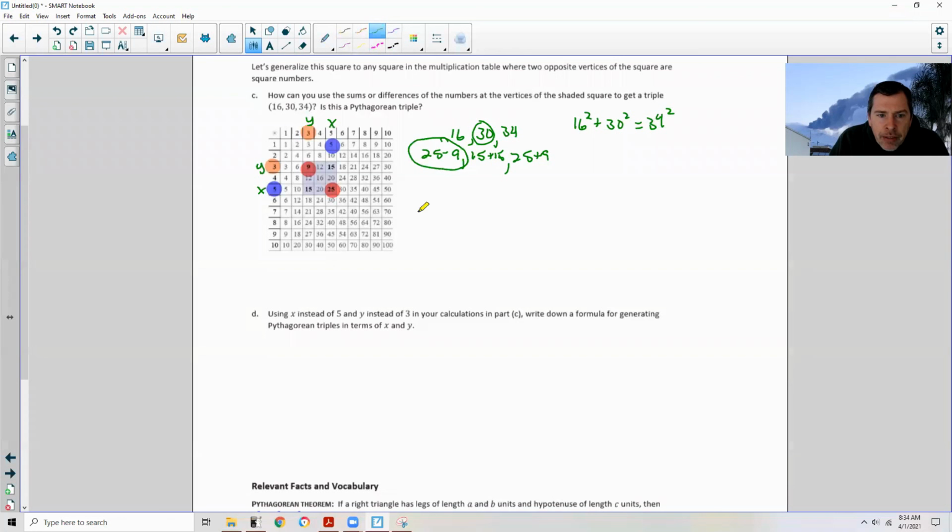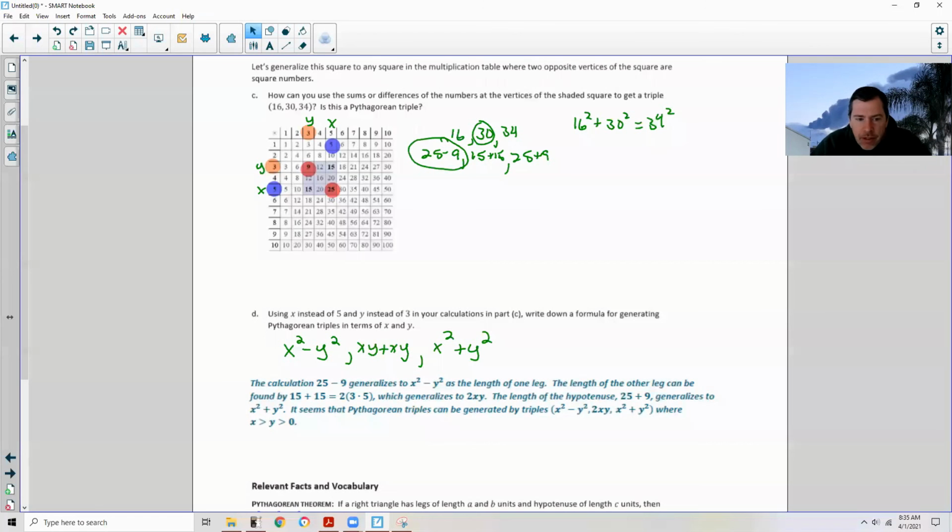Well, if I look at 25 minus 9, that would be x squared minus y squared. So that'd be x squared minus y squared. Okay. How did I get this? 15 plus 15. It's x times y. So it's xy plus xy, right? X times y, 5 times 3, 15. And then 25 plus 9, well, that is going to be x squared plus y squared. All righty, so there it is.